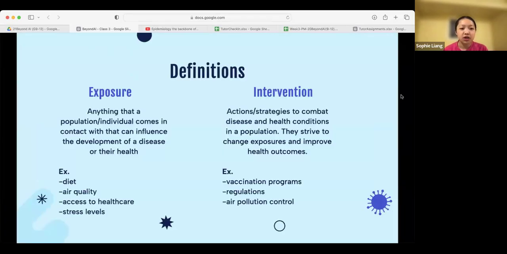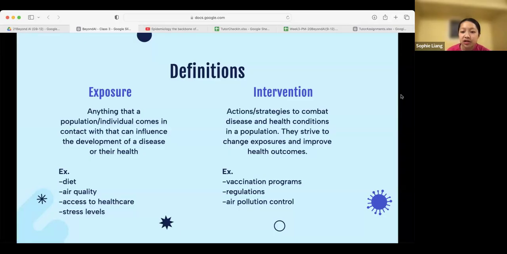So exposures, we just talked about this. This is anything that an individual or a population comes in contact with that can influence the development of a disease or their health. So some other examples are their diet, so like the different things they eat, maybe what they don't eat, air quality, like what's in the air, how good the air is, access to healthcare. So like if they have insurance, if they live really far away from a healthcare facility, then stress levels.